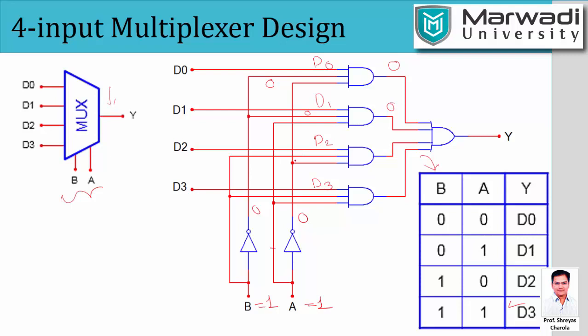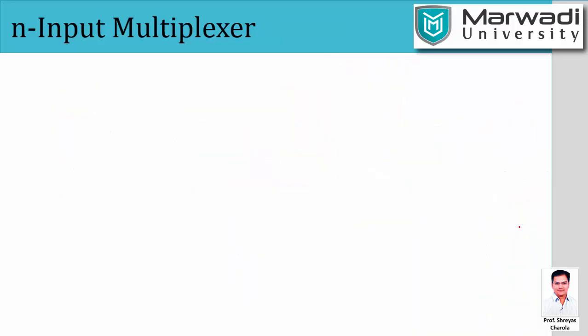Here, due to this line being 0, the output of this AND gate is also 0. Here it connects with the 1, and here it also connects with the 1. That means 1, 1, D3, the output will be D3. If you do the addition with the OR gate, 0 plus 0 plus 0 plus D3, what output will you get? You will get D3 as output. Okay, so this is how the 4x1 MUX works.